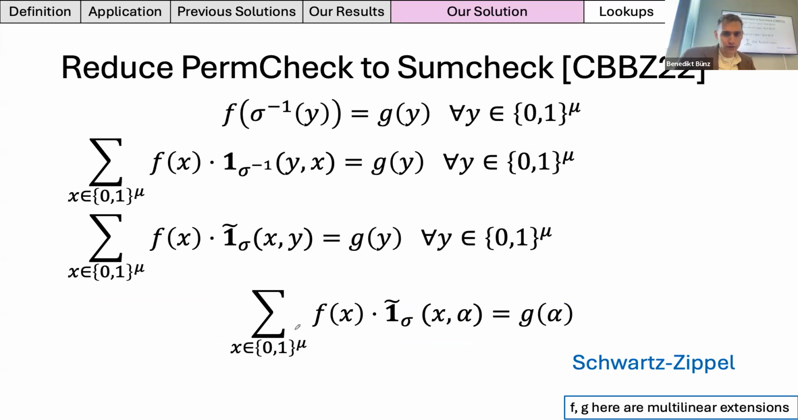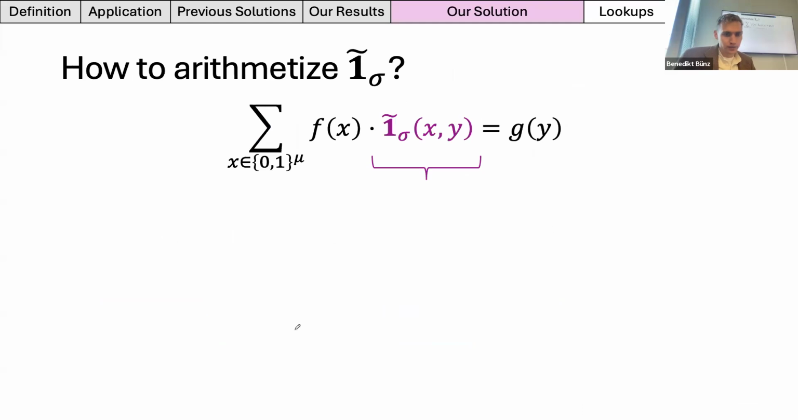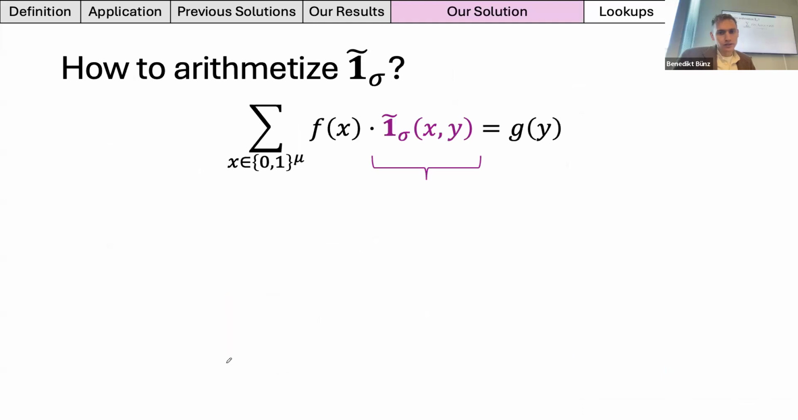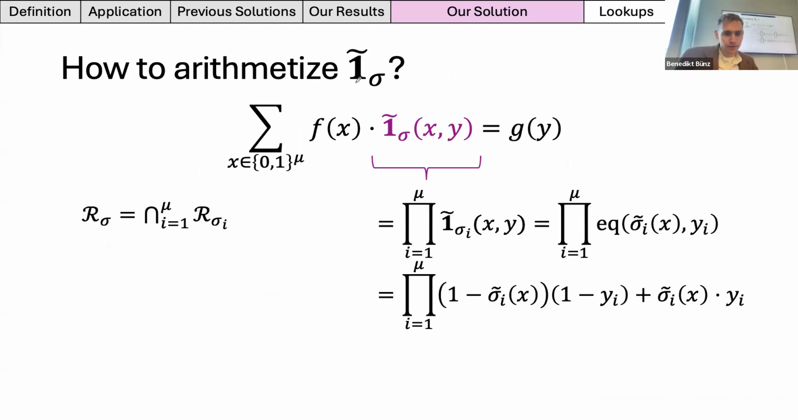So now I have this sum check. I've reduced it to the statement where I have the sum here over f and 1, and this is really what I need to prove. Okay, so before we do that, we have to dive a little bit deeper into how exactly I'm going to arithmetize 1 sigma.